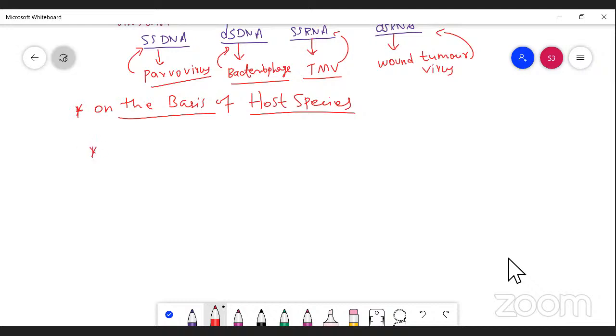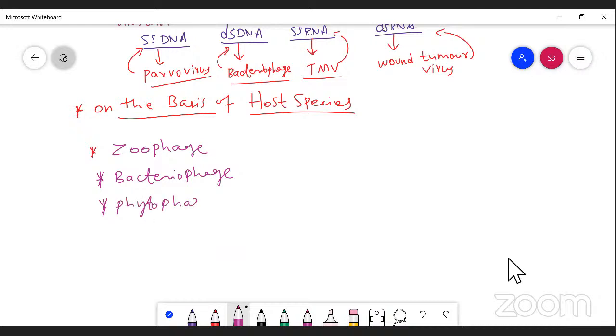For example, zoophage, bacteriophage, phytophage, mycophage, and cyanophage. These classifications are based only on host species.